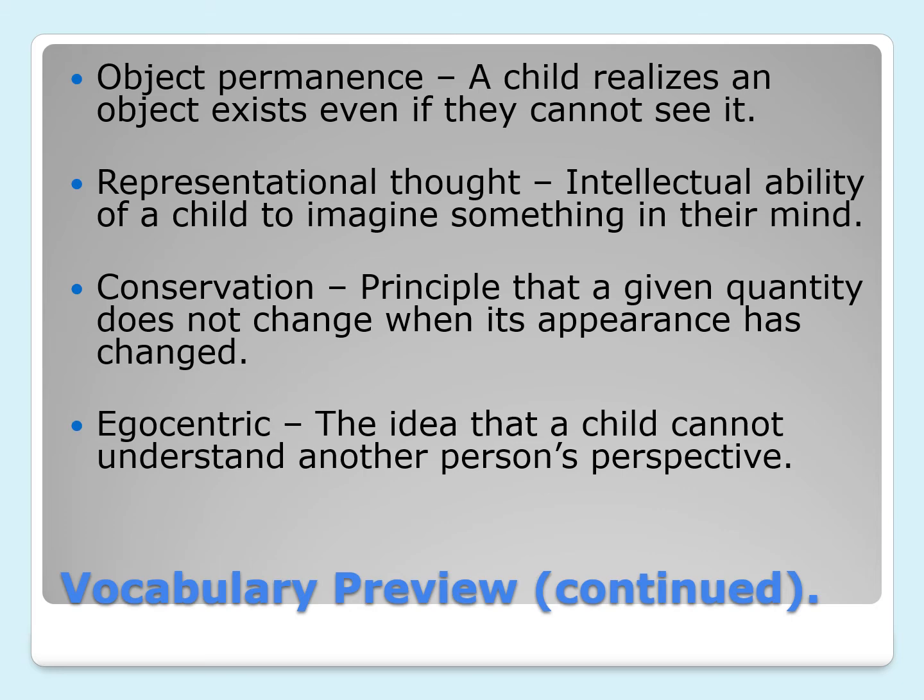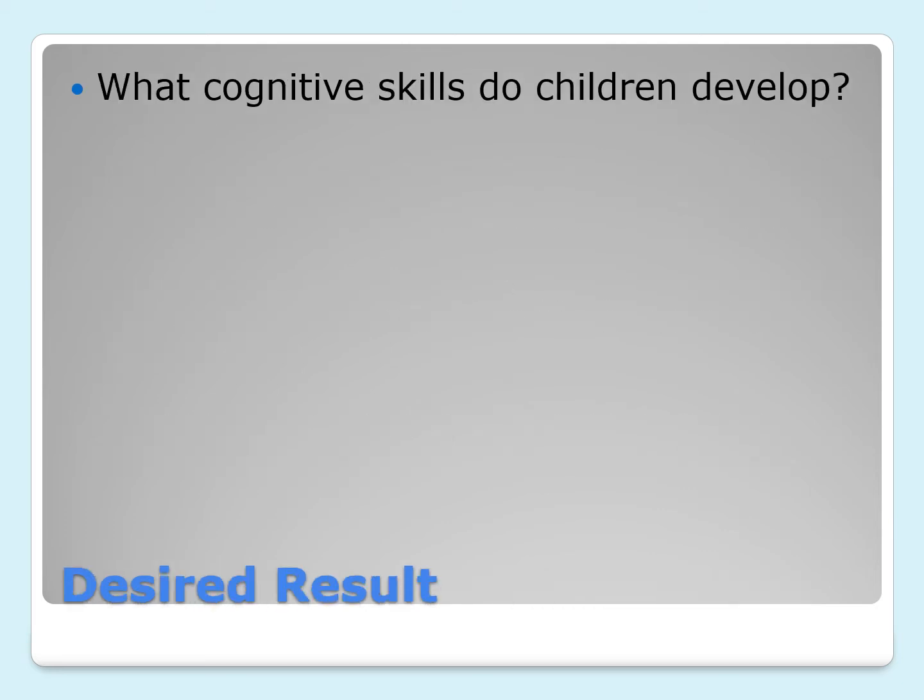Object permanence is when a child realizes an object exists even if they cannot see it. Representational thought is the intellectual ability of a child to imagine something in their mind. Conservation is the principle that a given quantity does not change when its appearance has changed. And egocentric is the idea that a child cannot understand another person's perspective.